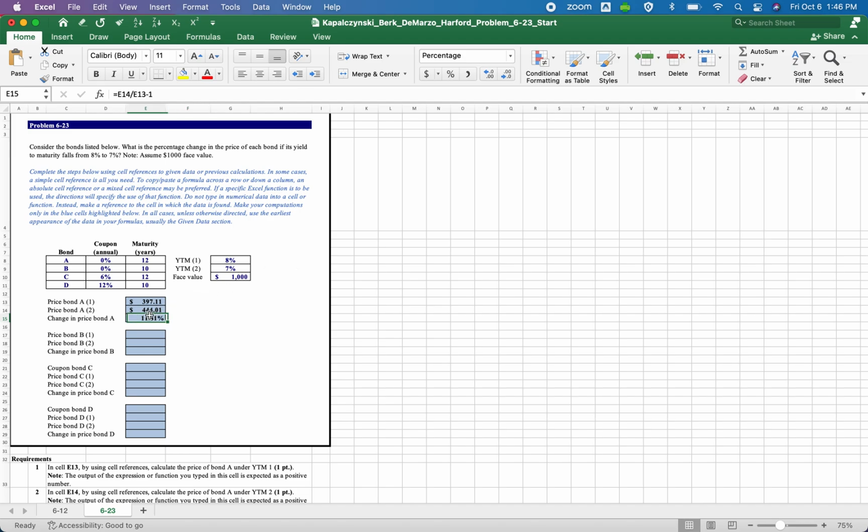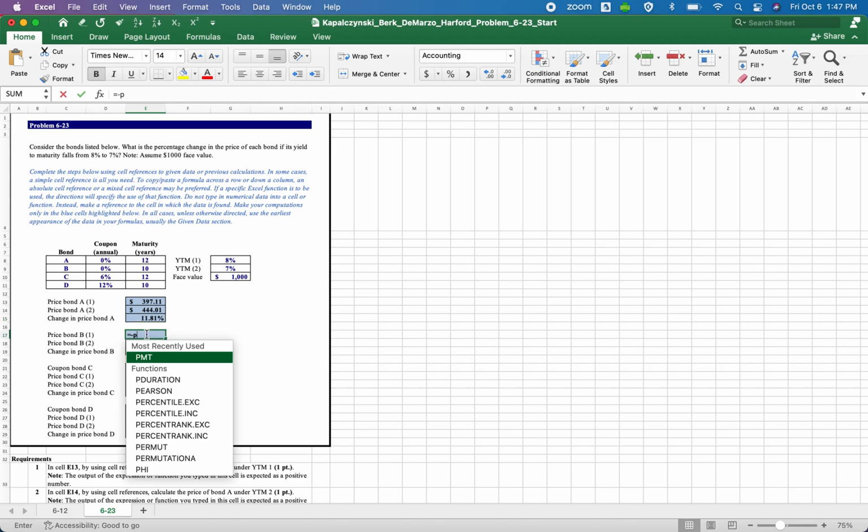Okay, so the price increased by 11%. Let's see how much the price is going to increase for a 10-year bond instead of a 12-year bond. And I will tell you right now, because of convexity and because shorter-term bonds are less volatile, we should expect this change to be less than 11.8%. So let's go ahead and give it a try.